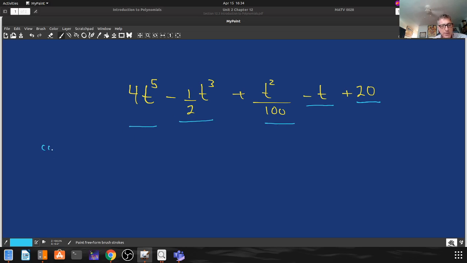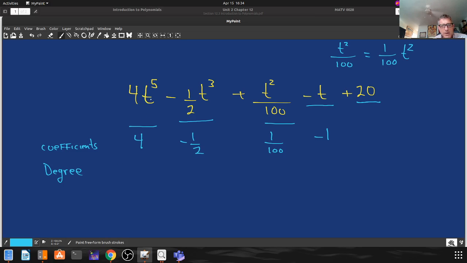Now let's think about the coefficients. The coefficient on this term is 4. The coefficient on the minus 1/2 t cubed is minus 1/2. The coefficient of the t squared term is 1 divided by 100, because t squared divided by 100 is the same as 1 divided by 100 times t squared. The coefficient of the minus t term is minus 1, and this is a constant term. It's its own coefficient.